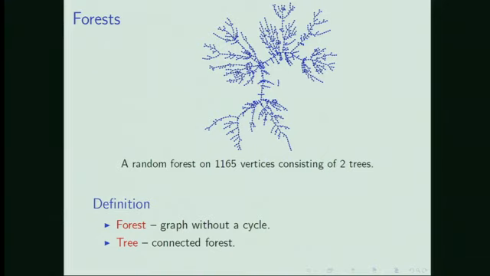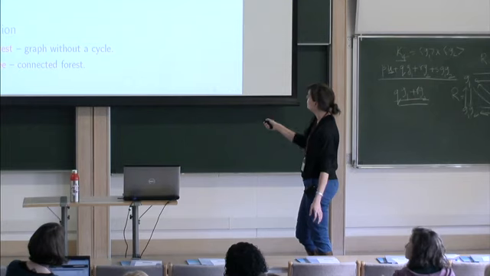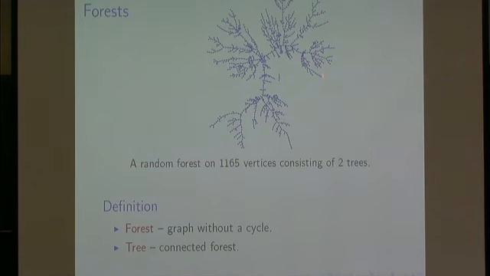So here you see a big forest, which doesn't contain any cycles. And as in real life, what is a forest made of? Well, it's made of trees. So a connected forest, a connected graph without a cycle, is a tree. So this graph here is a random forest consisting of 2 trees. You have this one tree, and then this little thing over there.